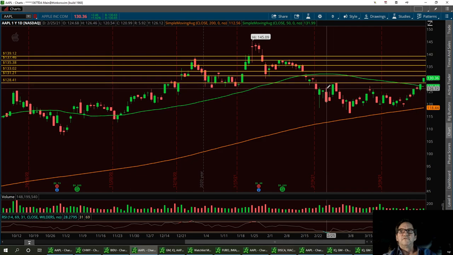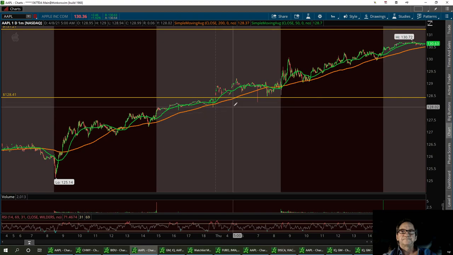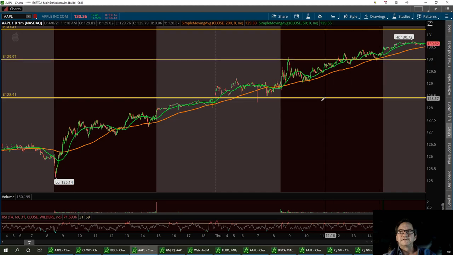So support level is going to be that first one right here at 128. But I want to kind of define that a little bit better on a one day and just see what kind of run we had up in here. Trying to look for an equilibrium in this. And you see this high right here and you see this low. So I'm going to draw a trend line right there for your first support. That's going to be your first one.